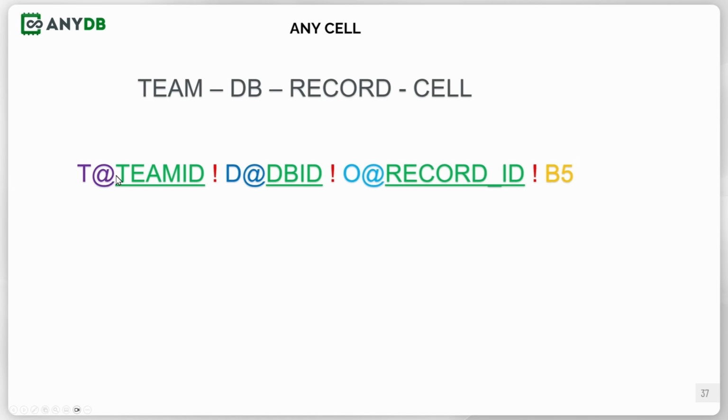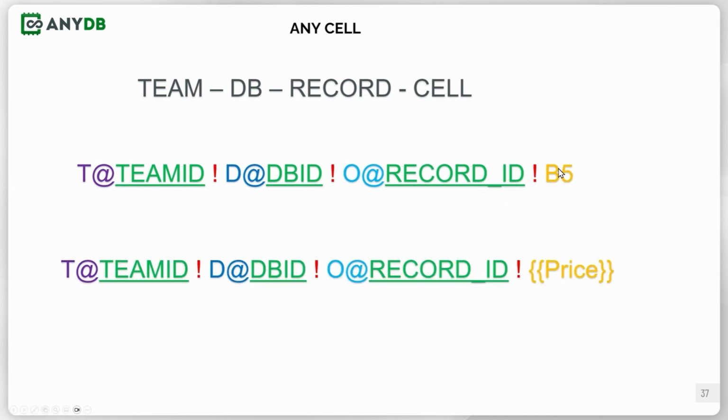Now, we separate all of this using the exclamation mark, which is a separator. But with the reference like this, you can connect any cell to any other cell, provided you have the permissions to do that. And therefore, when that cell value changes, your value will also change. Now, in addition to using references like this, you can also use the value of the name of the cell if you can, but you have to use the double curly braces here.